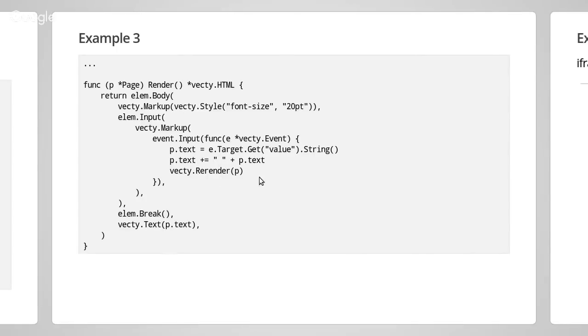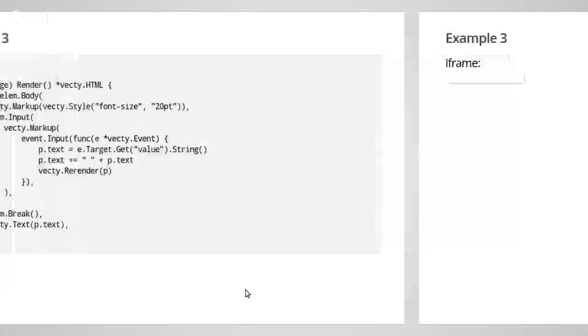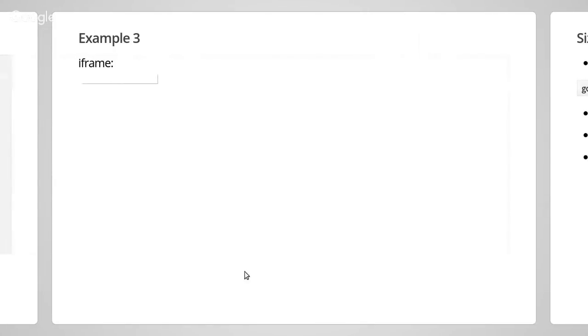We tell Vecti to re-render the page. And Vecti actually, similar to React, uses a virtual DOM. So it is smart enough to only re-render those parts of the page that have actually changed. And the part that will actually change then is, of course, the text in the display. Same as before, I have the HTML included in the iframe. Let's write some text.